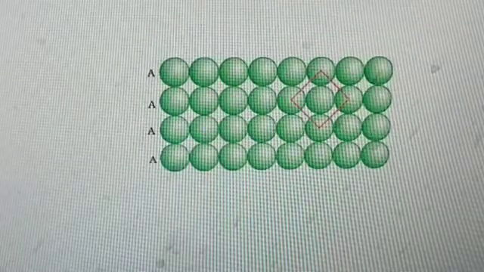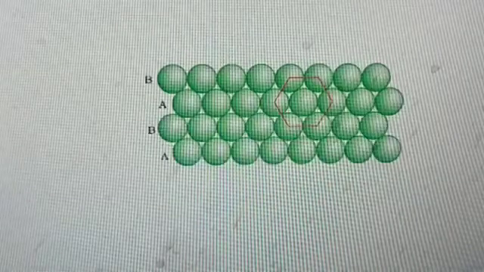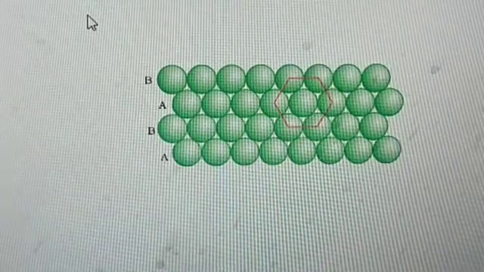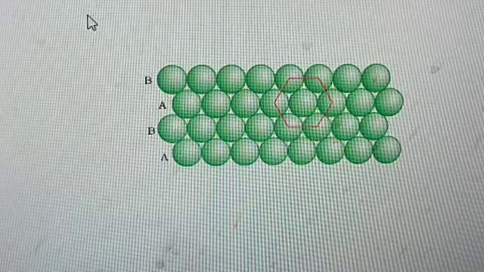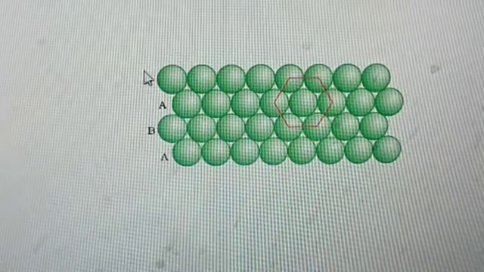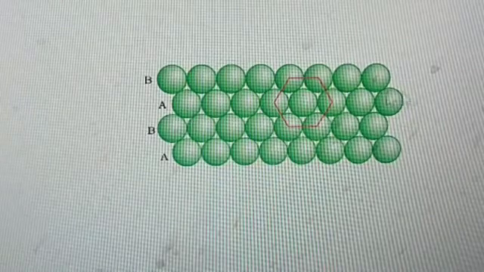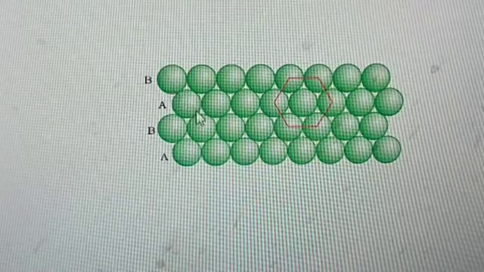The next one, what is it? Another type of close packing, another type of arrangement, is also there. The second row may be placed above the first one in a staggered manner. So what is meant by staggered manner? See here, this is layer A and layer B.